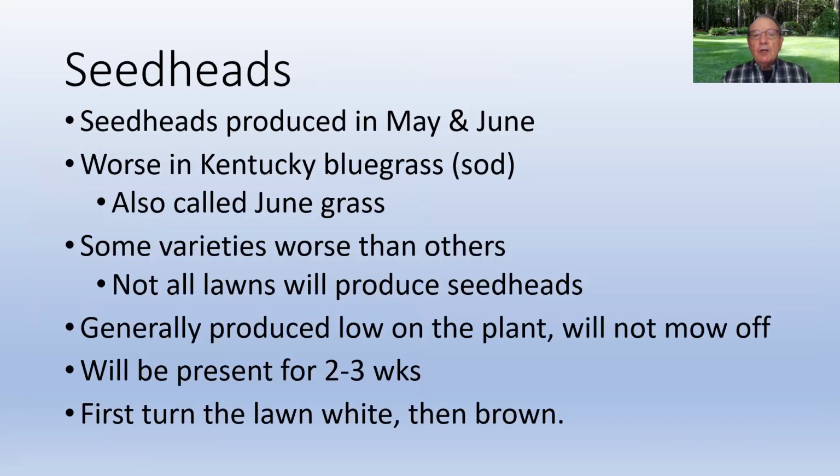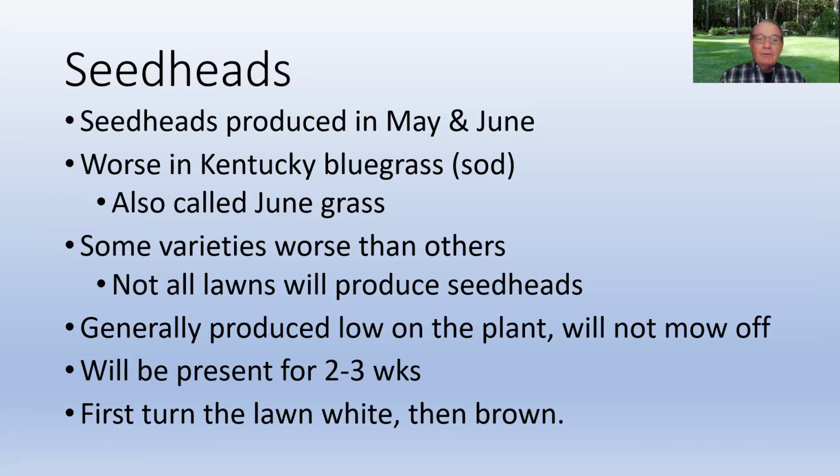Some things that you should know about seed heads. Seed heads are generally produced in lawns that are mown in May and June. They tend to be worse in Kentucky bluegrass, and as you know, most of our sodded lawns contain predominantly Kentucky bluegrass. Another name for Kentucky bluegrass is June grass, and it gets that name because Kentucky bluegrass is known to go to seed in the month of June.